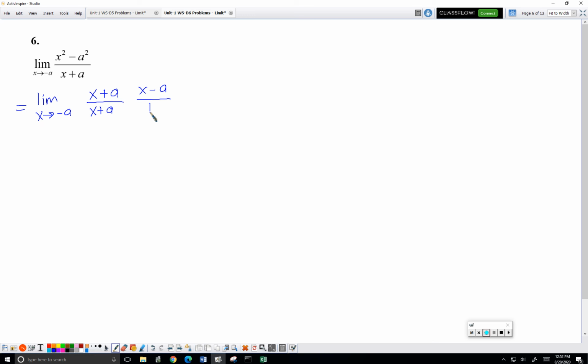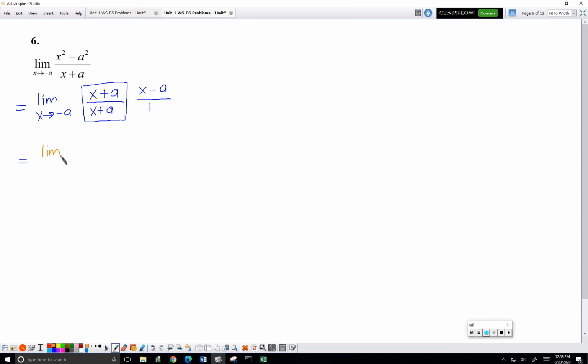Okay. Then you said this is equal to what, Claire? 1. Are there any exceptions? If x is equal to negative a. Perfect. Does that make sense? Yeah. If x equals negative a, that will not equal 1.